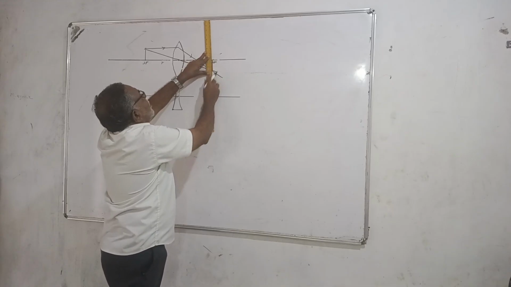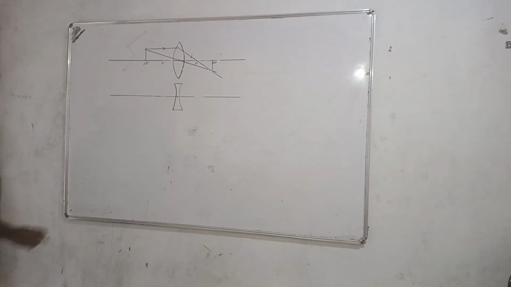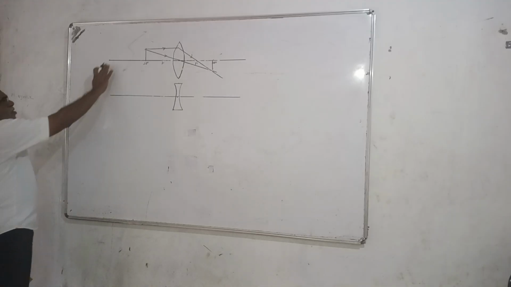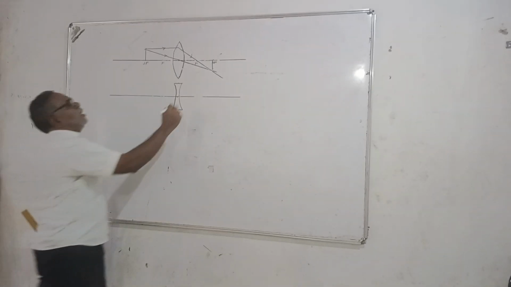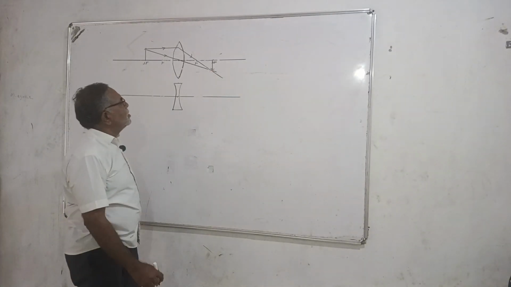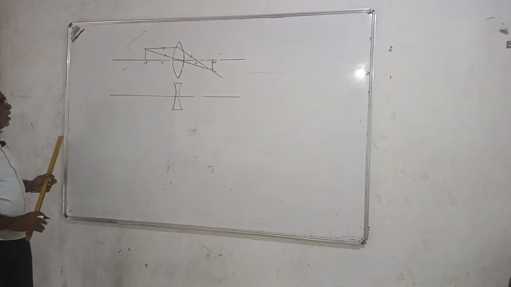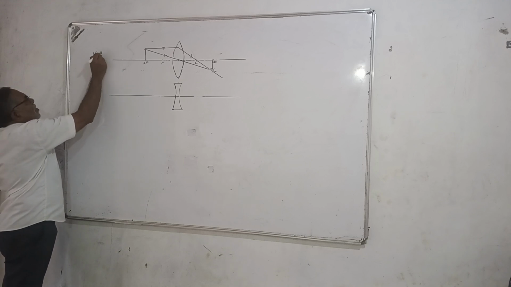See, the position of the image is at 2f only. At 2f only, you are getting the position of the image. So the object is at 2f, the position of the image is at 2f, same size, inverted, real image. When the object is at 2f, the image is also at 2f, inverted, same size, real image. This is question number 11a.